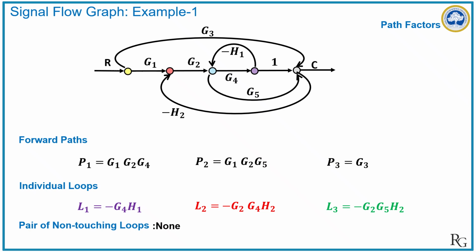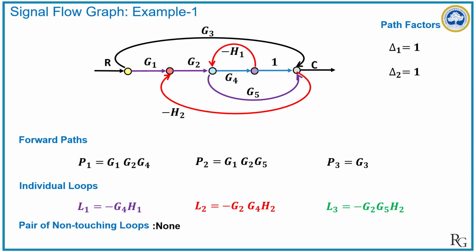Now we'll see the path factor, that is delta K. For delta 1, first of all, we will see what paths are non-touching to P1. We have found that all the loops are touching P1, P2, and P3. So that's why our delta 1 is 1. Similarly, for the second path, we will check. We have seen that all the loops are touching the second forward path.